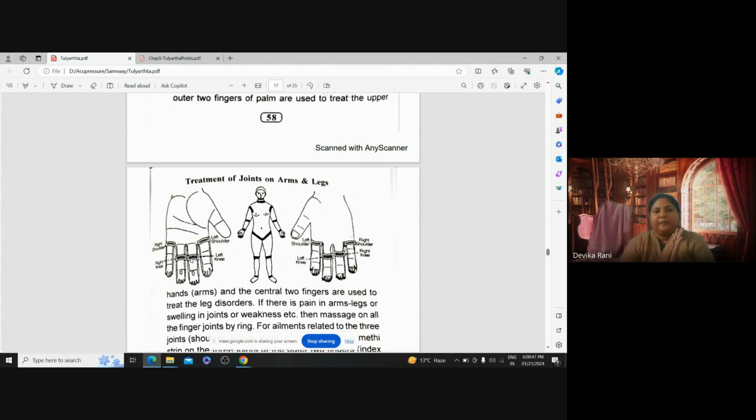For example, if you have a problem in the left knee, then on the left hand you will put it where the middle finger's middle joint is. But on the right hand, you will put it on the ring finger's middle joint. And similarly in the feet, the middle toe's middle joint on the left side, if you're having pain in the left knee, I'm saying. And in the right foot, the fourth toe, middle joint.